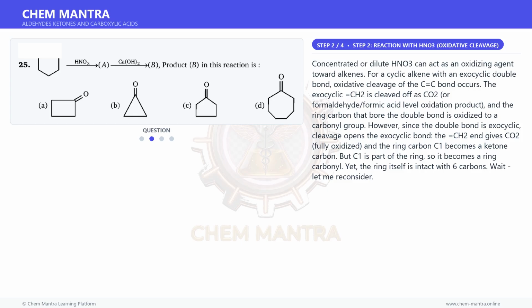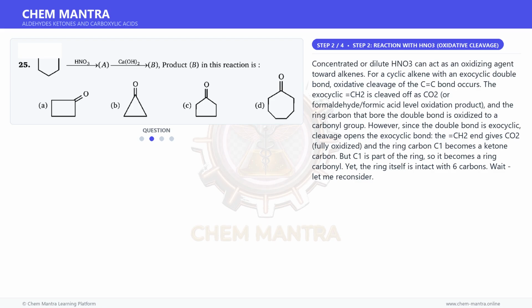Concentrated or dilute HNO3 can act as an oxidizing agent toward alkenes. For a cyclic alkene with an exocyclic double bond, oxidative cleavage of the C=C bond occurs. The exocyclic =CH2 is cleaved off as CO2 or formaldehyde, a formic acid level oxidation product, and the ring carbon that bore the double bond is oxidized to a carbonyl group.